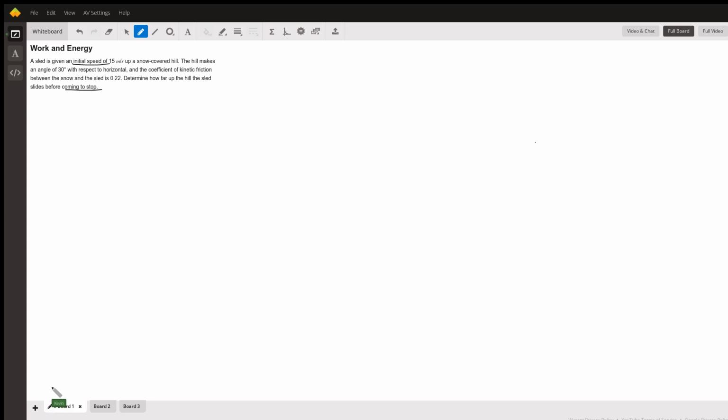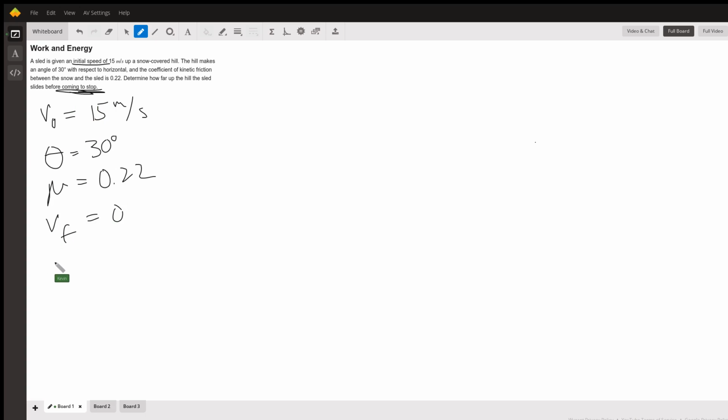If that's not what you're worried about, then here we go. I'd like to start with writing out all the components that we have. So first, it gives us the initial velocity, 15 meters per second. It also gives us the angle of the slope that the sled is going on, which is 30 degrees. And it gives us the coefficient of friction, which is 0.22. Unwritten here, it says that the final velocity is 0 when the sled comes to a stop.